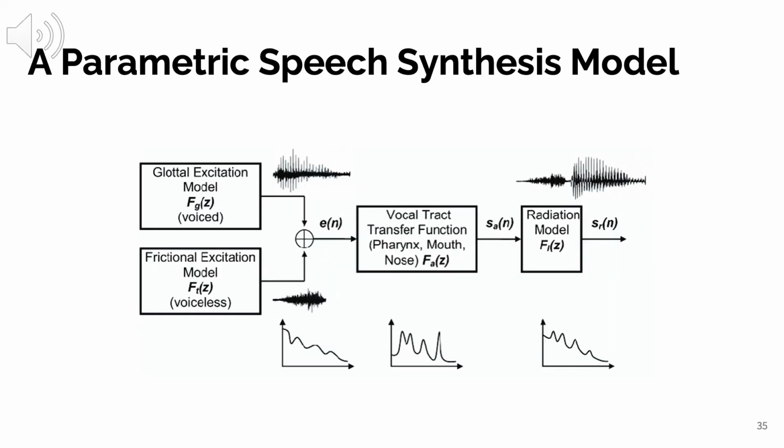So this is what you've got: your glottal excitation model, where your vocal folds are opening and closing and that sort of thing. This is very regular, very structured. It's pretty much just a pulse train. And then a frictional excitation model, which covers the fricatives, so things like s and sh, where it's all wideband noise. Both of these are then added together and fed into a vocal tract transfer function. This is the whole configuration of everything, and this is where your vowel character comes into play. And then a radiation model.